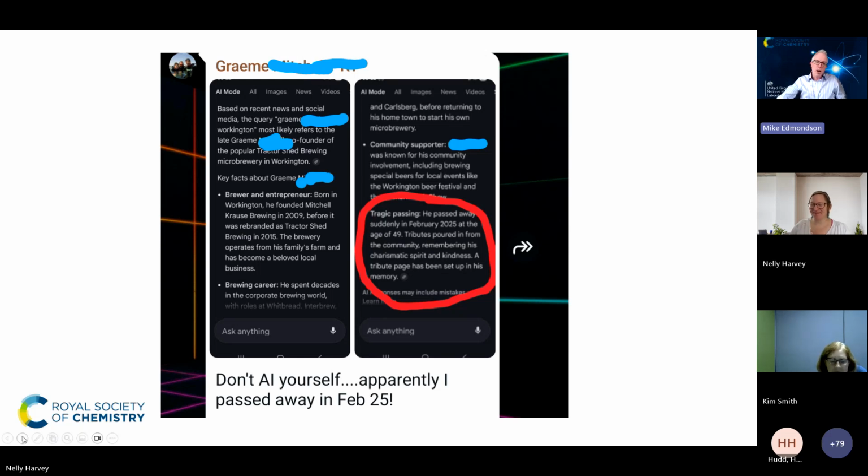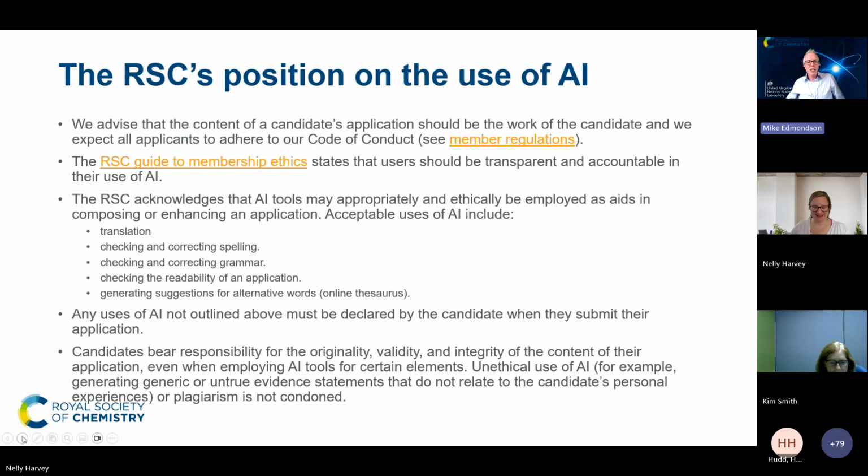So moving on to the next slide, please. The RSC do have a position on the use of AI. I'm not going to labour this slide by reading it all out, but it's there. I think largely if you listen to what I've said already, it will guide you in the right way, and I think Nellie might say a few words on it later as well.